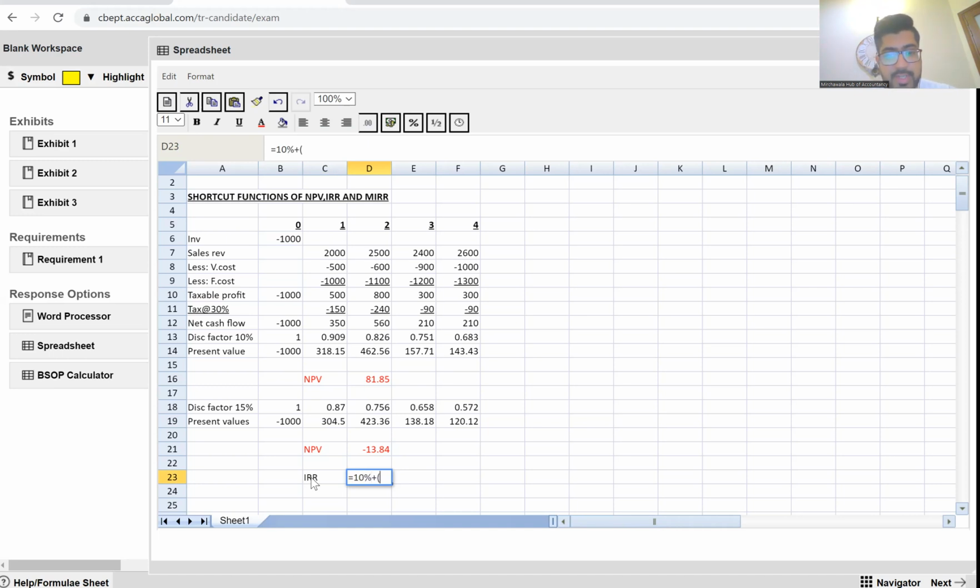Plus capital A. What is capital A? Capital A is positive NPV, 81.85, D16. Upon capital A, D16, minus capital B, D21, into small b, rate of negative NPV. What is the rate of negative NPV? 15% minus positive 10%.